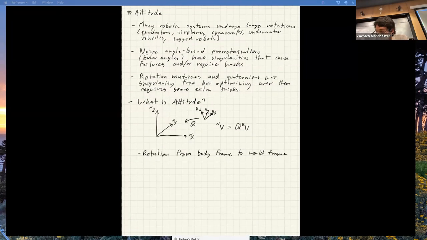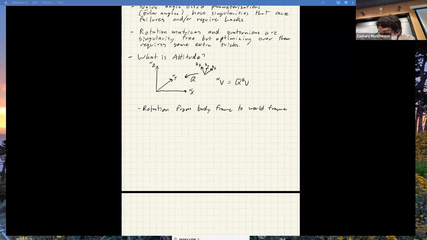Okay. So this thing has 3 degrees of freedom, like we said, but you can prove quite easily there's no global non-singular 3-parameter representation of attitude. So you can't write it down with 3 numbers without having singularities, even though it's only 3 degrees of freedom.